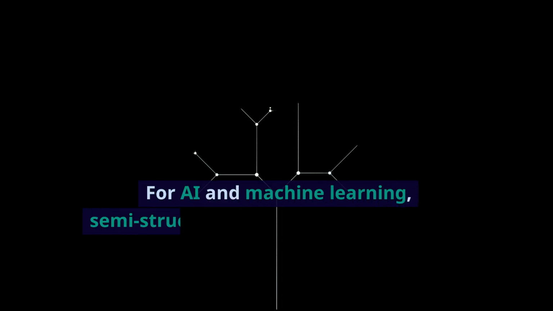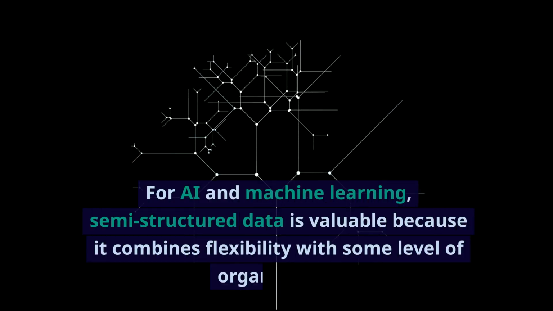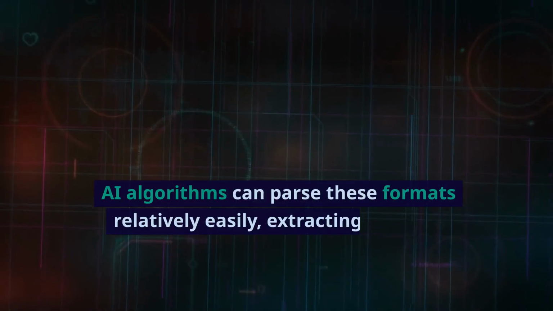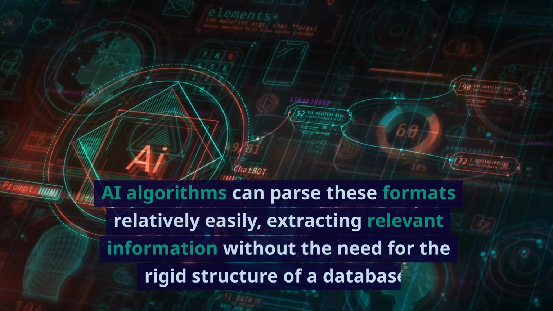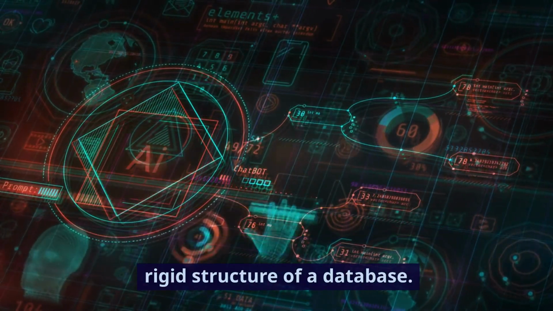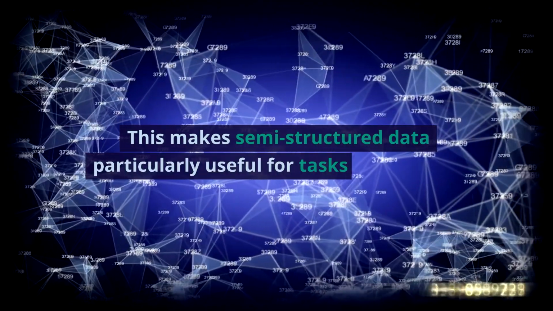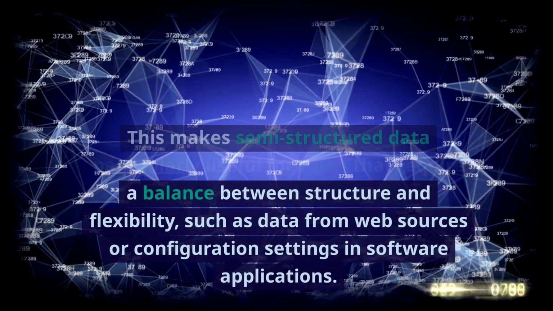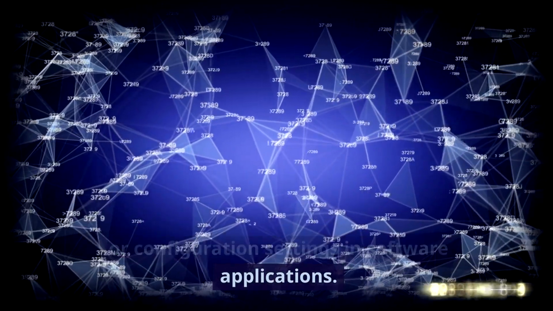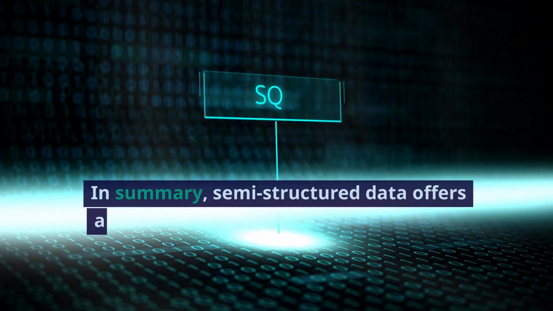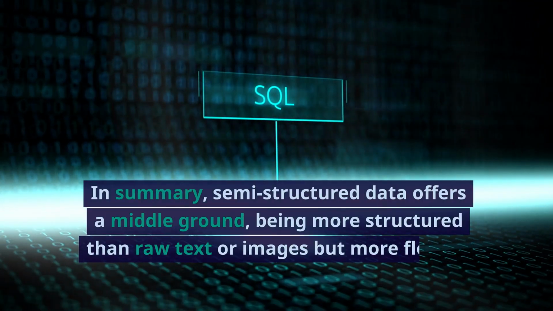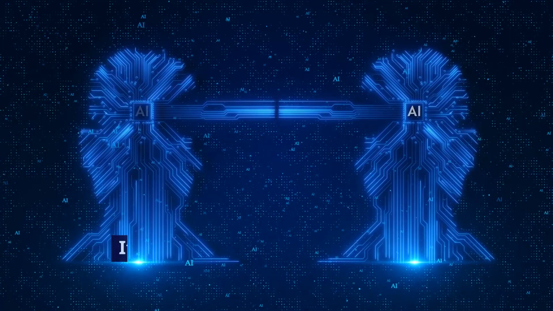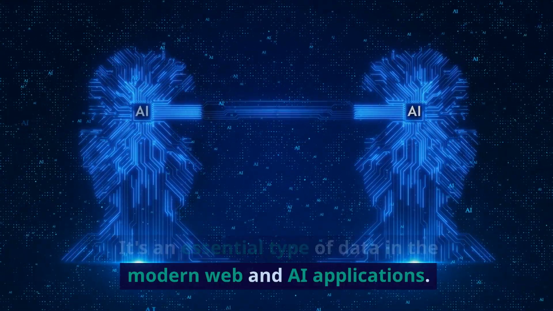For AI and machine learning, semi-structured data is valuable because it combines flexibility with some level of organization. AI algorithms can parse these formats relatively easily, extracting relevant information without the need for the rigid structure of a database. This makes semi-structured data particularly useful for tasks that require a balance between structure and flexibility, such as data from web sources or configuration settings in software applications. In summary, semi-structured data offers a middle ground, being more structured than raw text or images, but more flexible than traditional database records. It's an essential type of data in the modern web and AI applications.